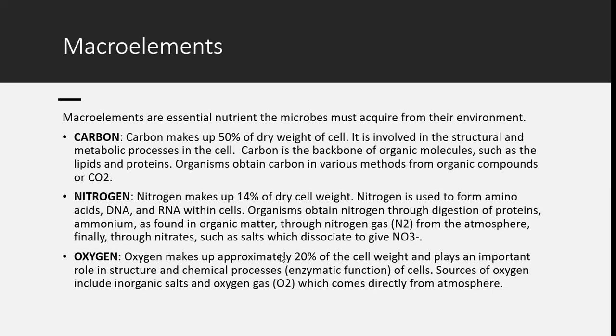And they're going to get these from nitrogen gas or from nitrates. Oxygen. Oxygen is another essential macro element. It makes up about 20% of the cell weight, and it's going to be essential for structural and chemical processes, and particular enzymatic functions. Now, the environment will determine how the microbe gets its oxygen. It may get it from inorganic salts, or if it lives in an oxygenated environment, it may get it from the oxygen gas itself.